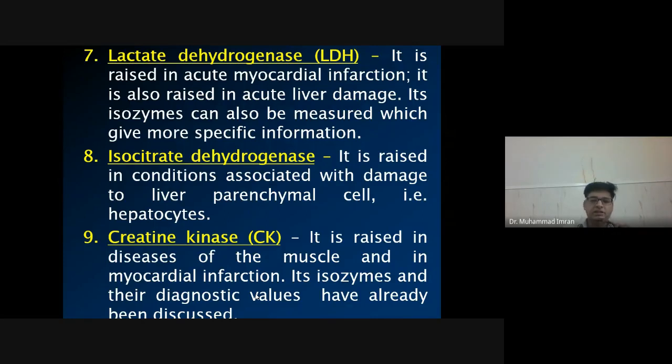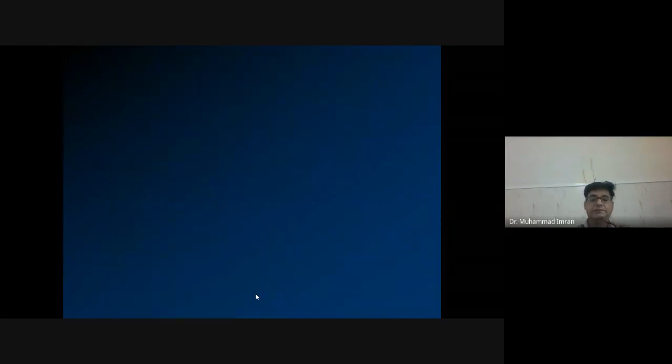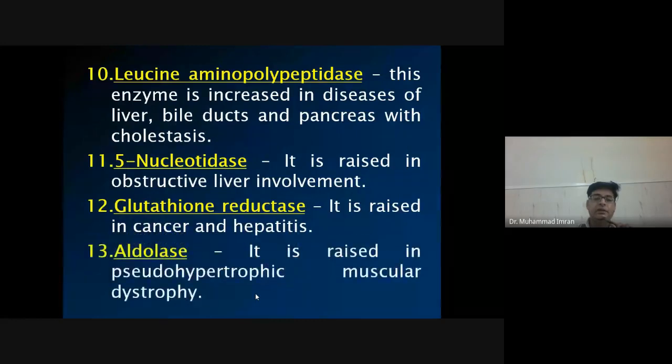Alcohol dehydrogenase is raised in conditions associated with damage to the liver parenchymal cells and hepatocytes. If parenchymal cells are damaged, then the level of this dehydrogenase increases. Then CK2 level increases during myocardial infarction, and CK3 level increases in muscle disease. We have already discussed that. Then leucine aminopeptidase increases in diseases of the liver, bile duct, and pancreas with cholestasis, meaning obstruction of the bile duct.